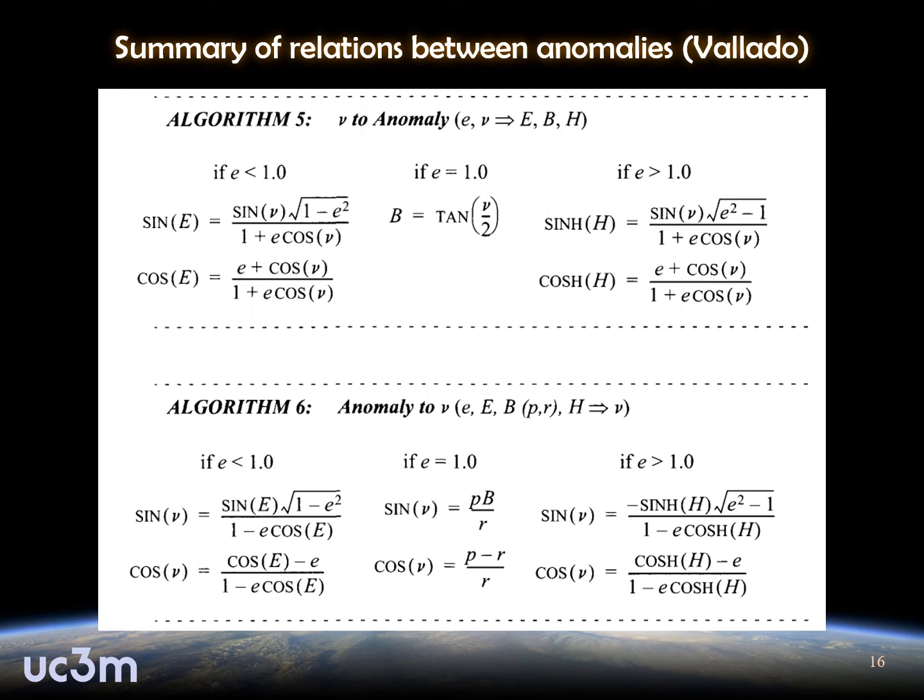In this final slide, you can see some of the formulas taken from Vallado's book, which is one of the classical references for astrodynamics. Here you can see the formulas for ellipses, parabolas, and hyperbolas that relate the different anomalies. There is a slightly different notation being used. So here, nu is used instead of theta, and v is used instead of p. But otherwise, everything else remains the same. So this allows you to have a quick reminder of all the formulas that allow you to go back and forth between the different anomalies.